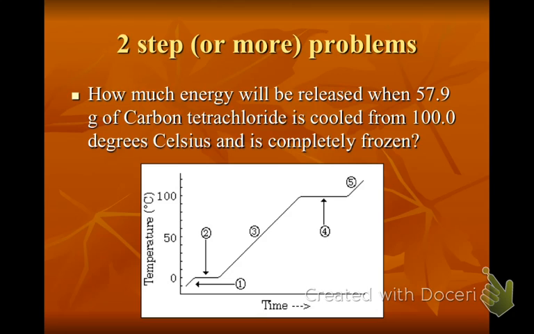Now, this graph is specific to water, but if we cross off temperature and we kind of ignore what's going on with temperature in terms of exact numbers over there, it's really generic for anything. And so this is carbon tetrachloride. We need some information about carbon tetrachloride to get started, such as at 100 degrees Celsius, what is it? And then what parts of this graph does it need to go through in order for that 57.9 grams to be completely frozen? And so that's what we're going to do first. That would be found on your reference sheets. So I'm going to slide over to that.